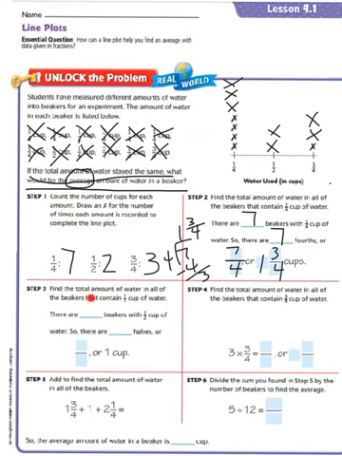Now let's look at step 3. Step 3 says find the total amount of water in all the beakers that contain a half a cup of water. So there are 2 beakers with a half a cup of water, so there are 2 halves, and we know when the numerator and the denominator are the same, that's going to equal our whole number of 1. So let's look at step 4. It says to find the total amount of water in all the beakers that contain 3/4 cup of water. So we have 3 beakers.